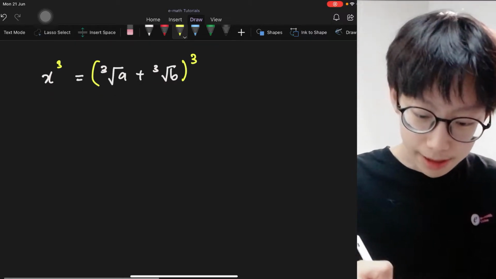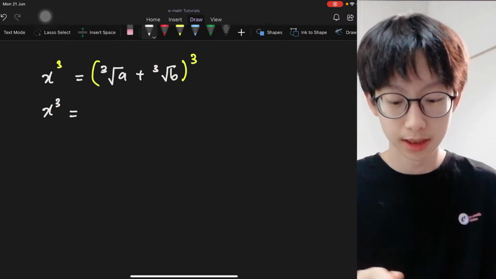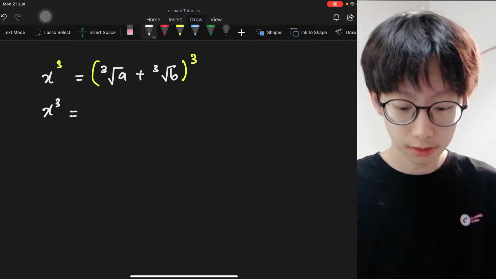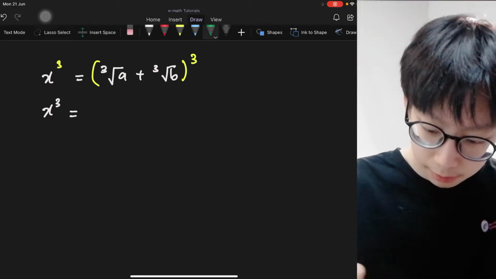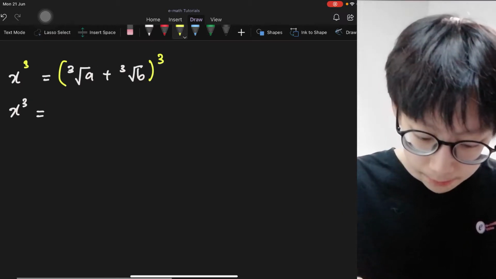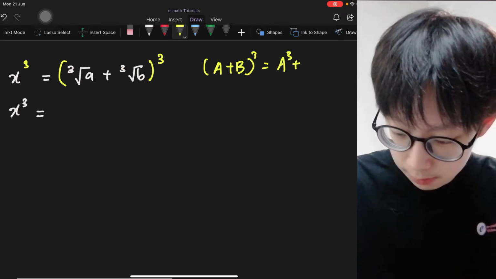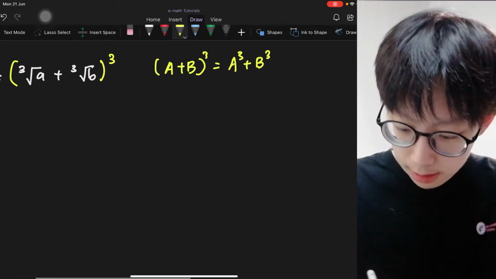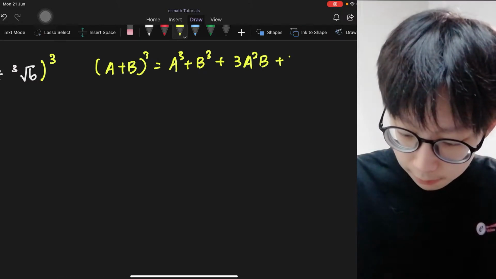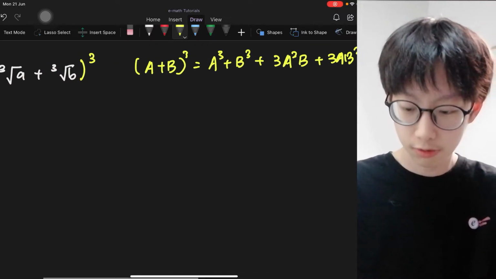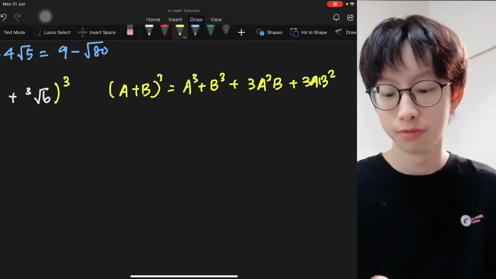Anyway, on the left hand side we have x cubed. On the right hand side we can just expand this. We just expand this one. When you have a plus b cubed, what does it mean? It means a cubed plus b cubed, then plus 3a squared b plus 3ab squared. I think if you have done a lot of exercises, you should be very familiar with this one.